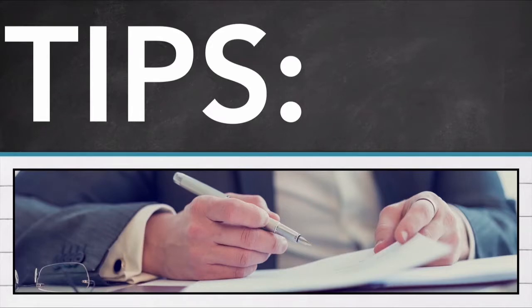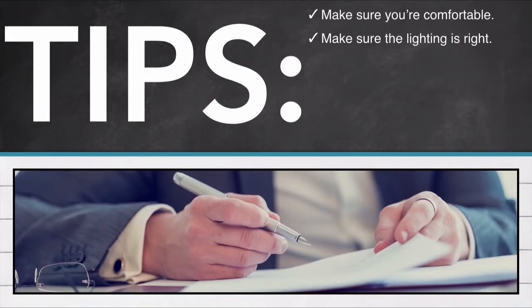One of the things you want to do is make sure that you are comfortable at your workstation. So proper chair, proper lighting is something else that you want to take into consideration. Don't try and proofread in a dark corner where you can't see the words well. You want to make sure that the lighting is right for proofreading. Again, comfortable workstation.